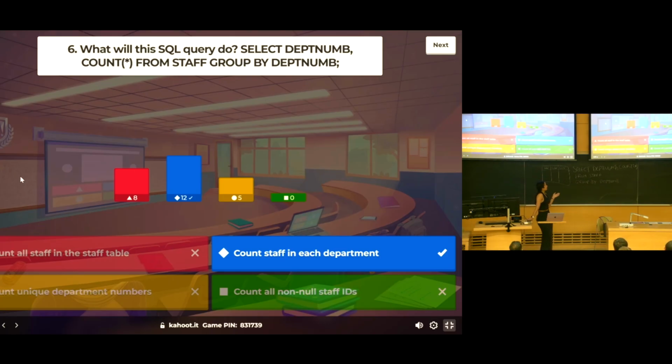Okay, so if we want to count all the staff in the staff table, what do you write? We don't need the group by, right? We can just do it with count star. And so the first answer is not correct. The second, count staff in each department, that's correct because we group by department number, which means that we will have a table with department, right?